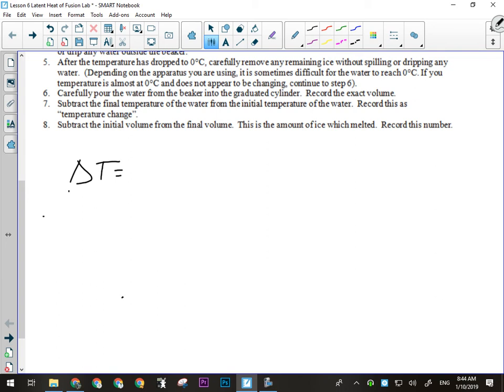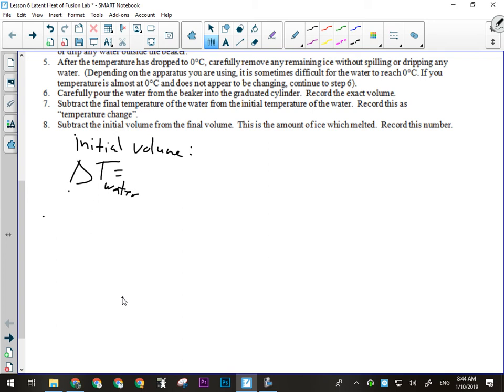Okay. So things we're going to measure. We're going to have the temperature change of the water. Okay, the ice isn't changing temperature, is it? Okay, we're going to have the initial volume of water. We're going to have the temperature change of the water, and then when the temperature stops changing, it'll probably be somewhere between 0 and 3 degrees.